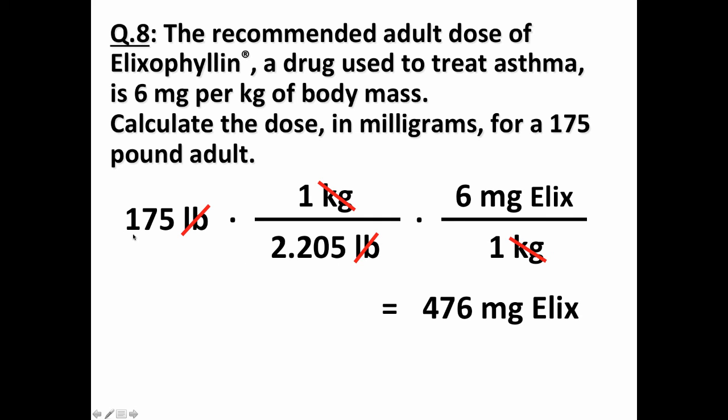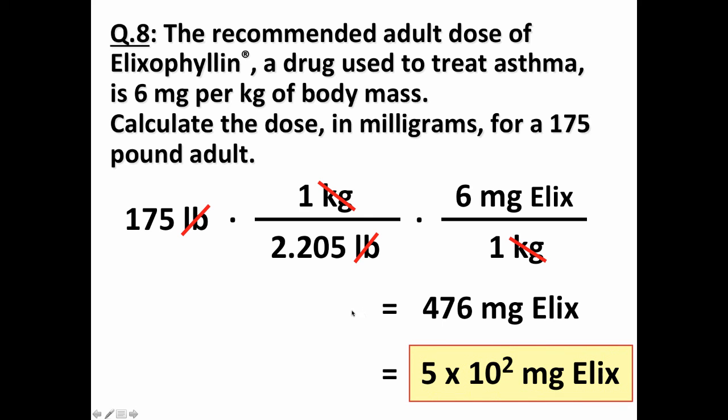And then note, the 175 is a 3 sig fig number, the 2.205 has 4 sig figs, and the 1 has as many sig figs as you need. But then here, the 6 milligrams of elixophyllin per kilogram, that's a 1 sig fig number. So you really need to report the value to one significant figure. And if you write 500, it's a little ambiguous, but if you write it as 5 times 10 to the second milligrams of elixophyllin, it's pretty clear.